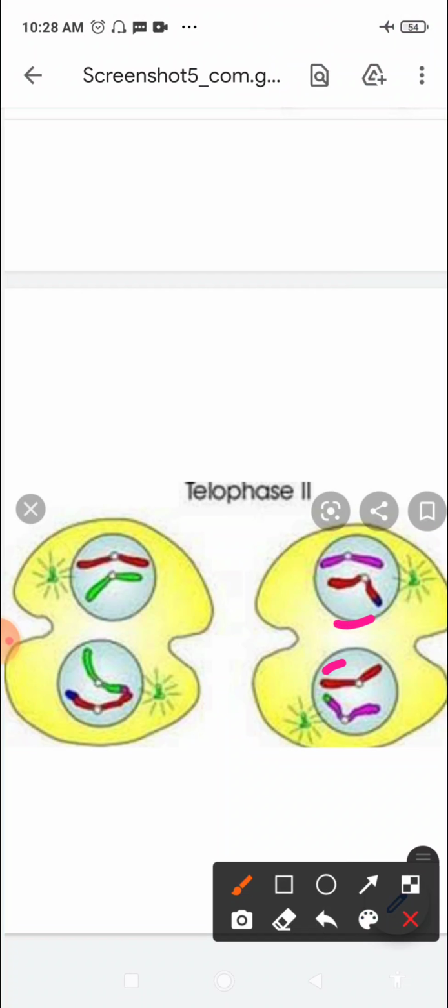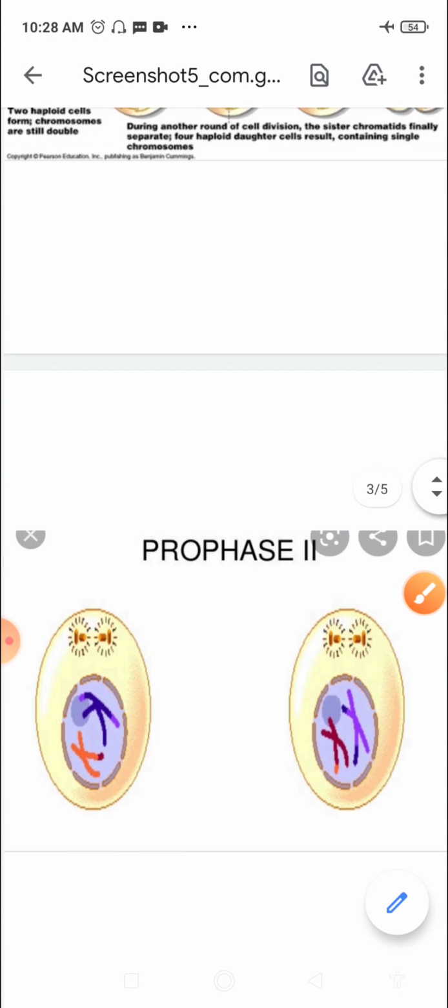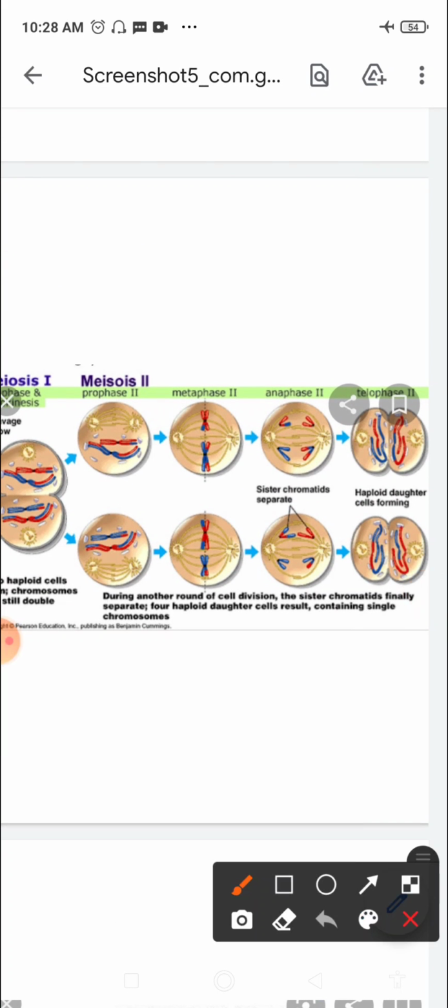So at the end of meiosis, from each parent cell 4 daughter cells are formed, right? So there are 4 daughter cells that are formed, and if we look at the compiled diagram here, you can see these are haploid cells that will lead to the formation of 4 daughter cells, right? So this leads to the formation of 4 daughter cells in meiosis 2, right?